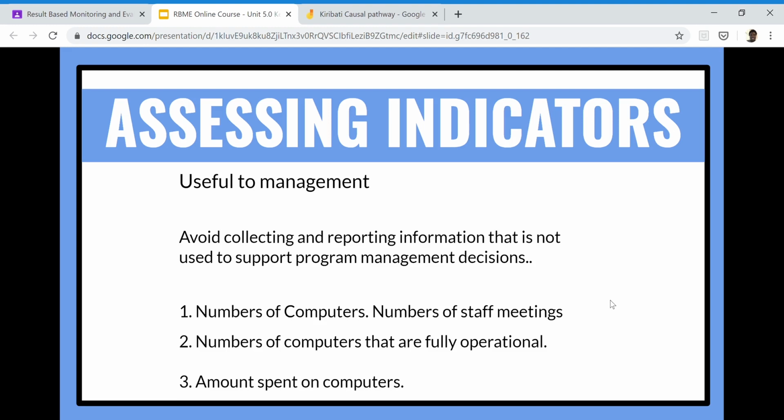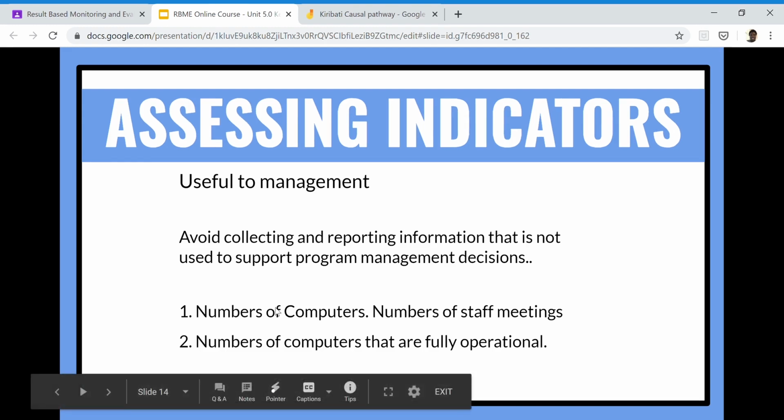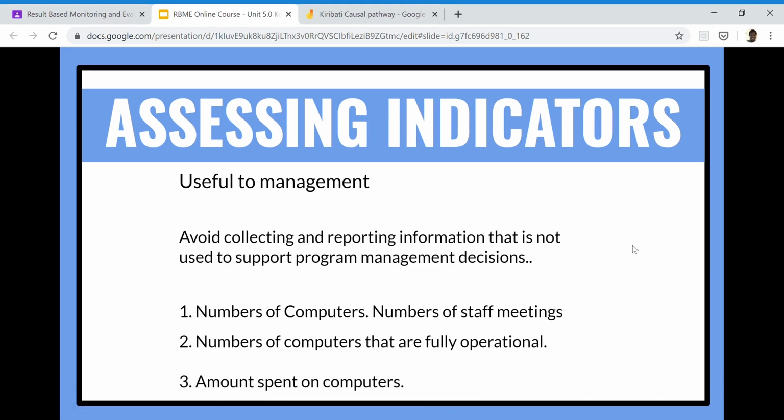Think about your indicators being useful to the management. It's important that you collect information that management can easily respond to. If you look at this preset of indicators as an example, number one is number of computers, number of staff meetings, then you have two, number of computers that are fully operational, and you now have the third one, amount spent on computers.